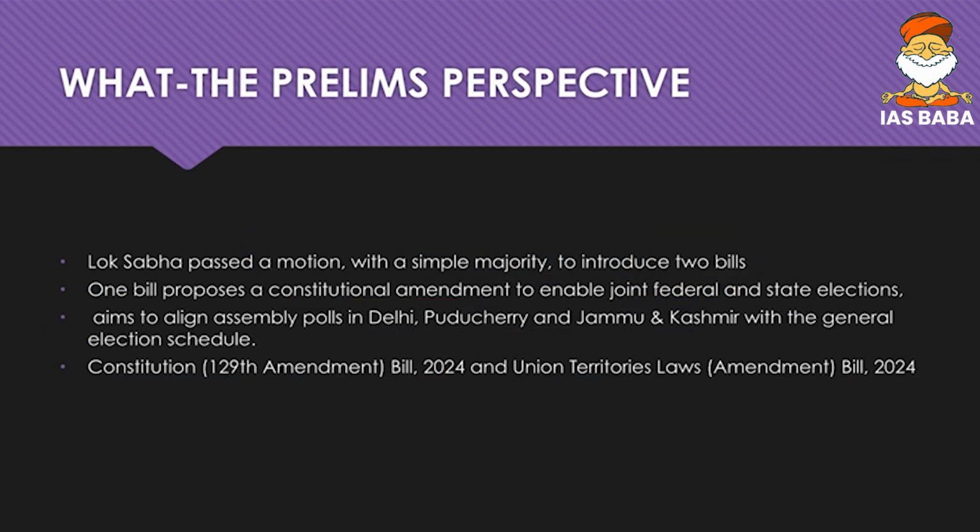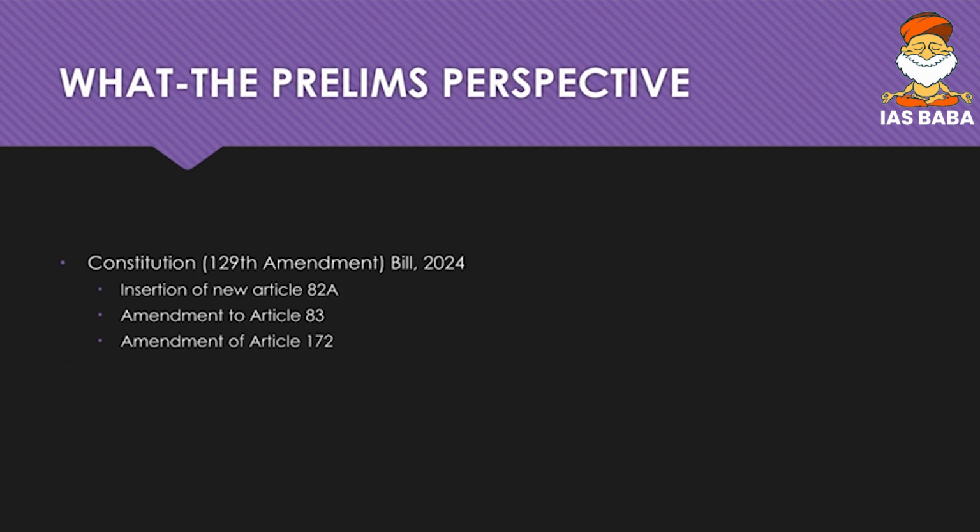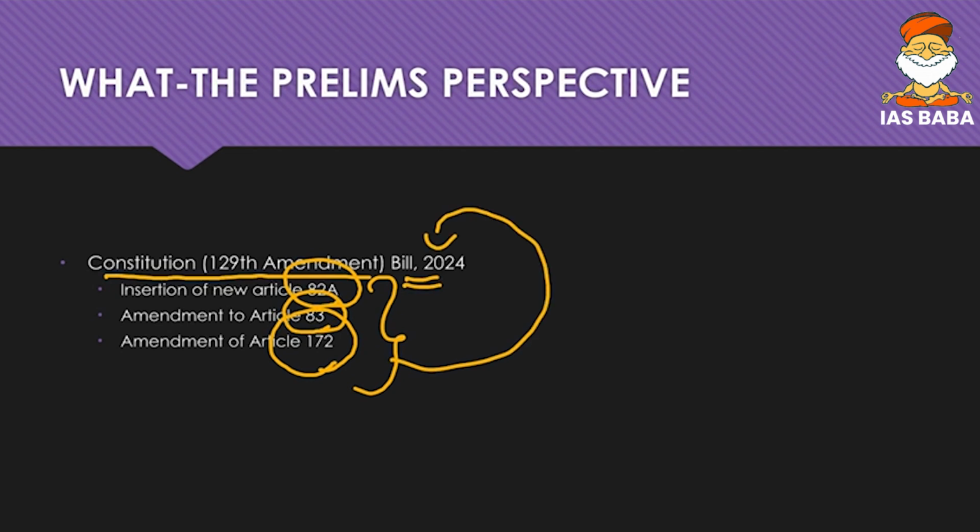Once they got the permission, these two bills were introduced, and now it was met with a lot of resistance. To summarize, when we hear a lot of discussions about this Constitution 129th Bill, I want you to understand that because this is a constitution amendment bill, they are planning to introduce a new article, 82A. The existing article 83 should be amended, and the existing article 172 also should be amended. So these are all the changes that are proposed in this 129th bill.